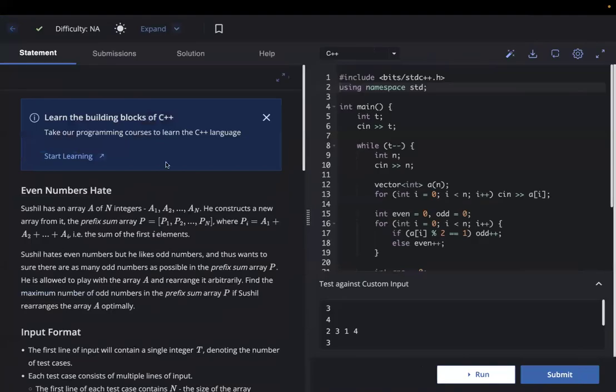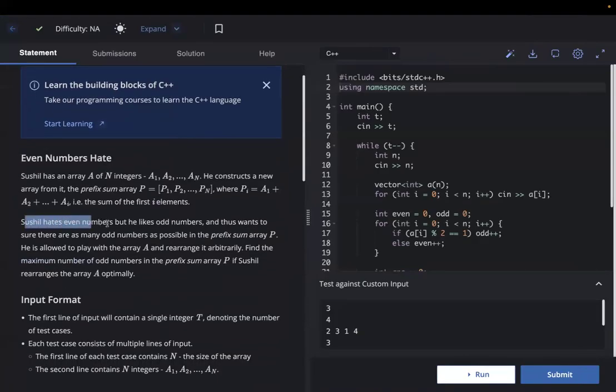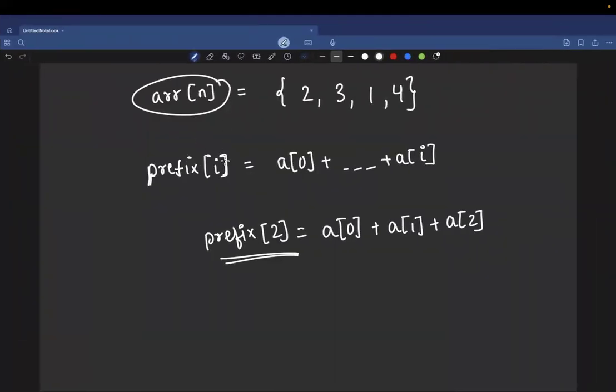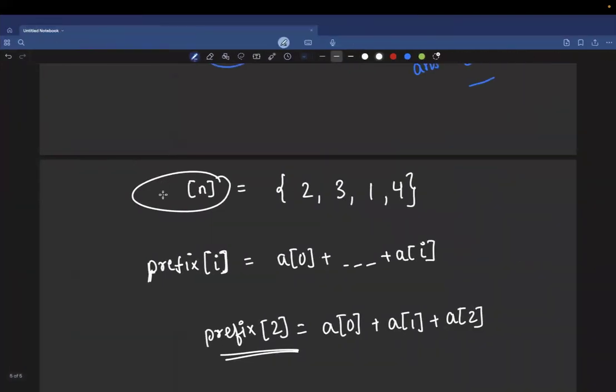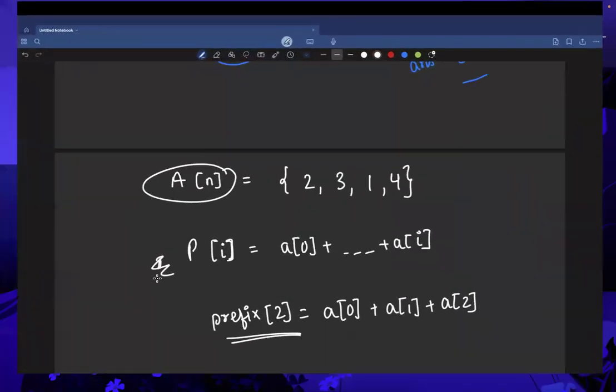And we are being told that he hates the even numbers, but he likes odd numbers. Basically, he is willing to have as many odd numbers as possible in the prefix sum array P. So the original array was being named as A, and the prefix sum array which we are creating is named as P.